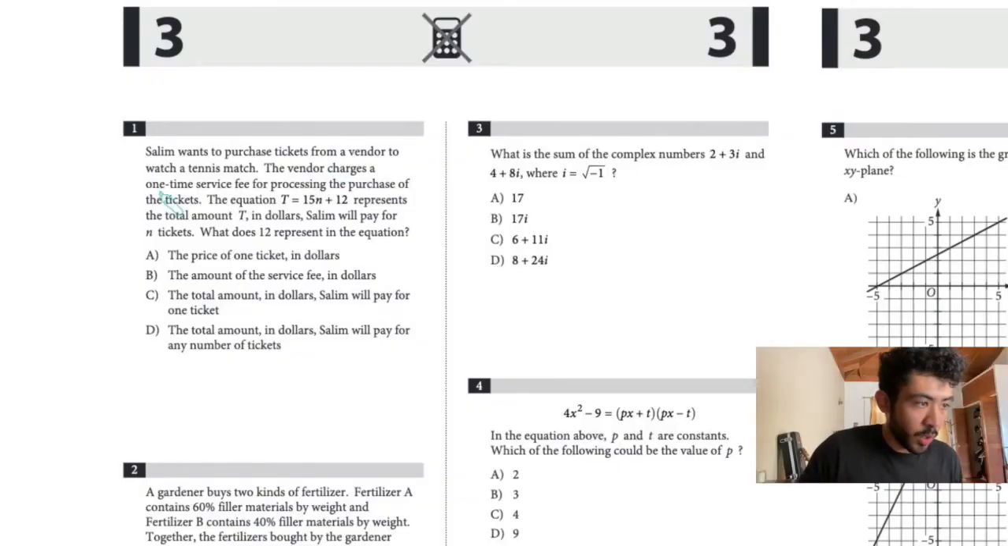Salim wants to purchase tickets from a vendor to watch a tennis match. There's a one-time service fee. It's a linear equation. What does 12 represent? 12 is the y-intercept, which means it's the fixed cost. It's the amount of the service fee.